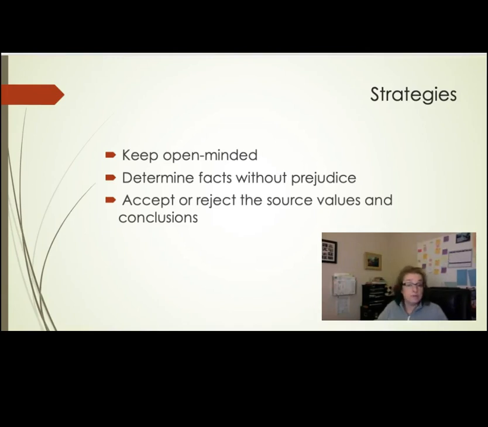Encourage them to determine the facts without prejudice. Again, have them make a list of opinions or prejudices they may already have about the topic. And the list should include what they have read, what they have watched, and what they have been told. Doing these steps will help the student to accept or reject the source values and conclusions based upon their experience, judgments, and beliefs.